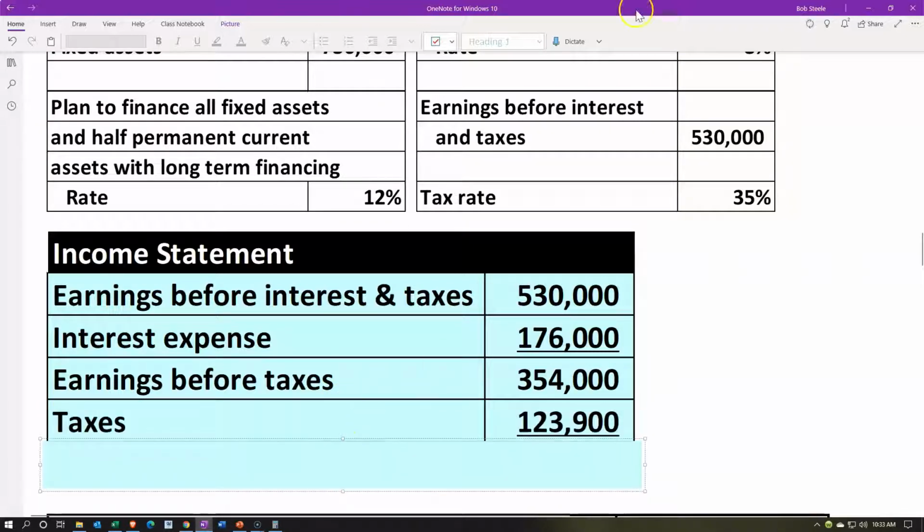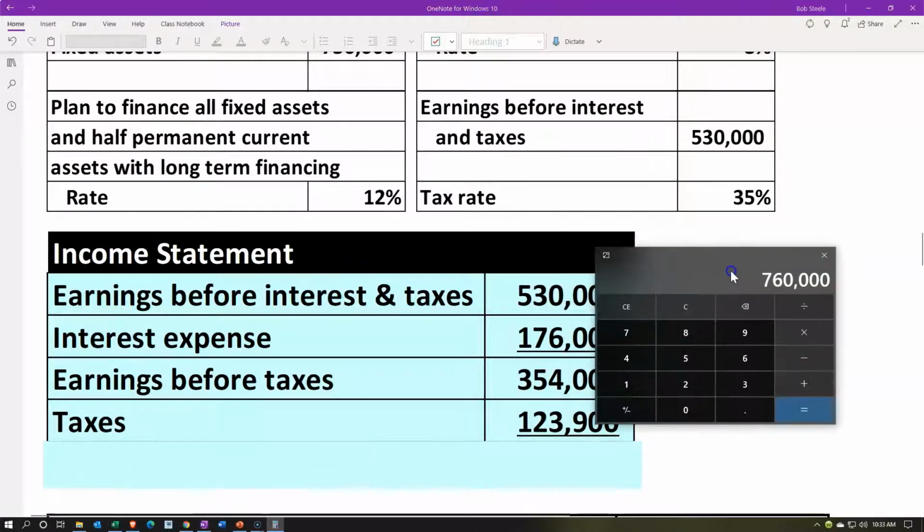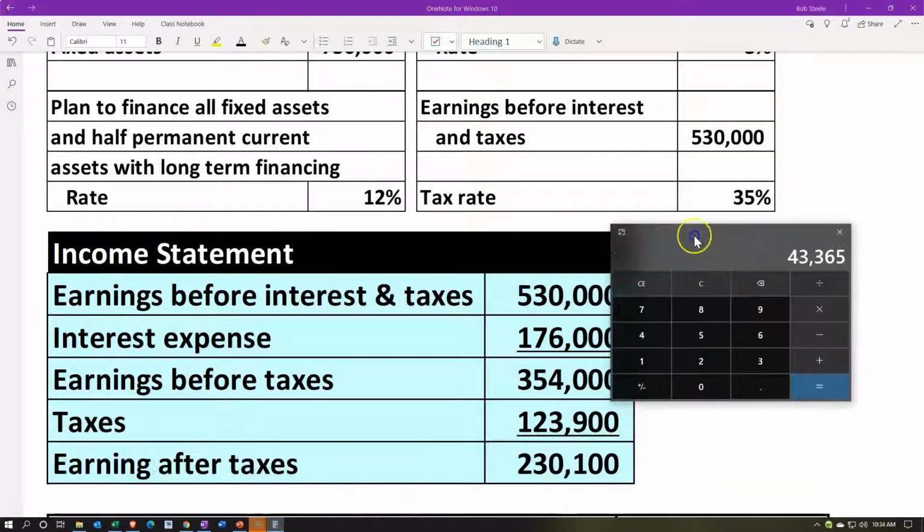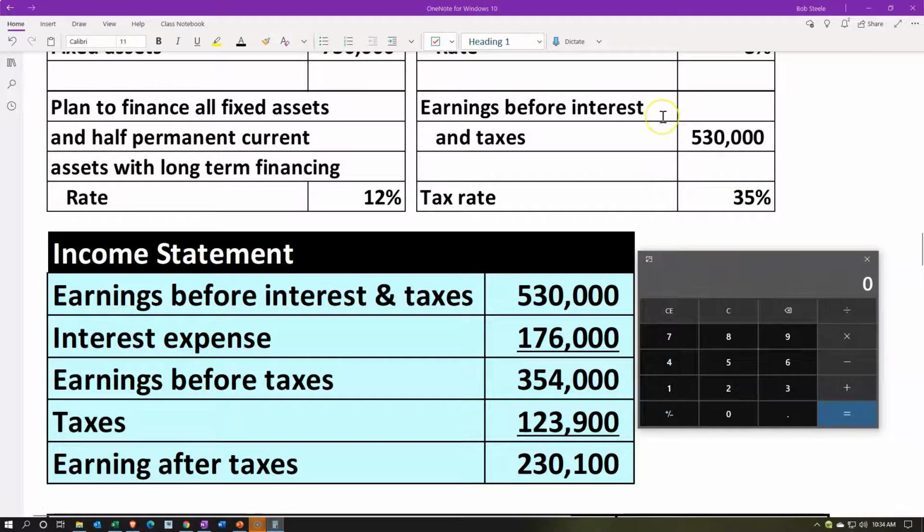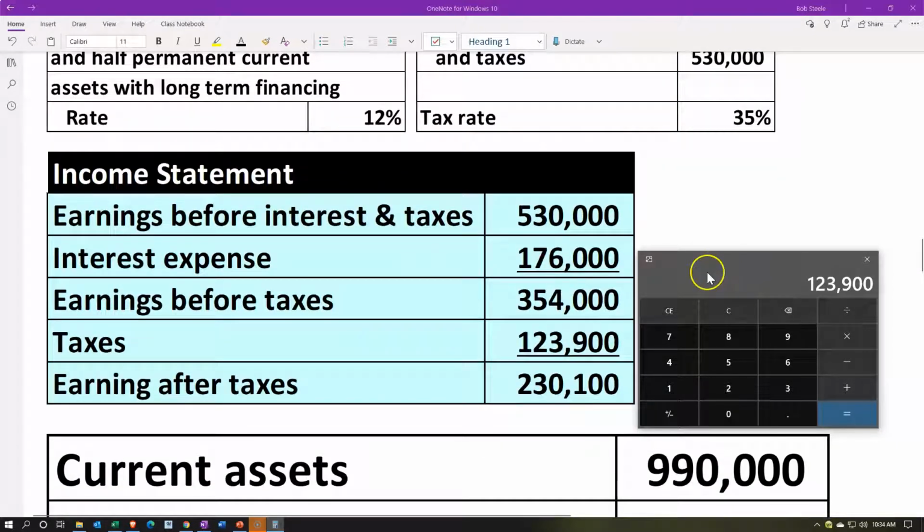Then we have the taxes that we will be calculating on it. That's going to be the 354,000 times the tax rate of 0.35. That's going to give us 123.9. Then we have the earnings before taxes minus the taxes gives us our net income, the 230,300.